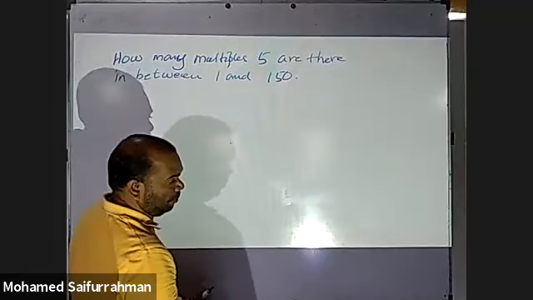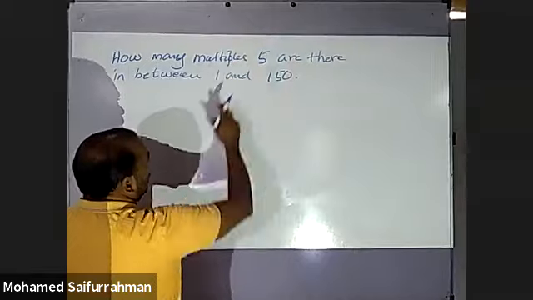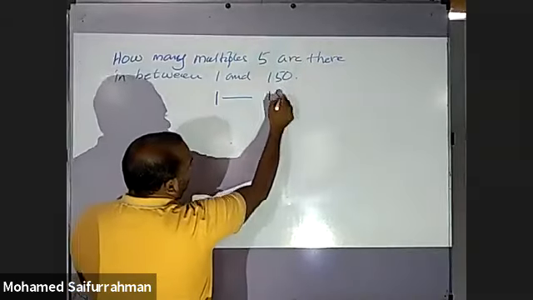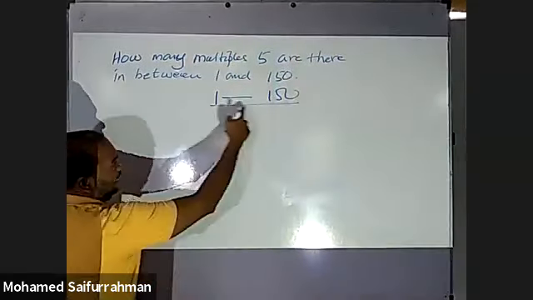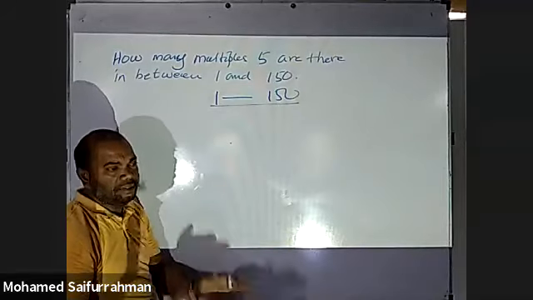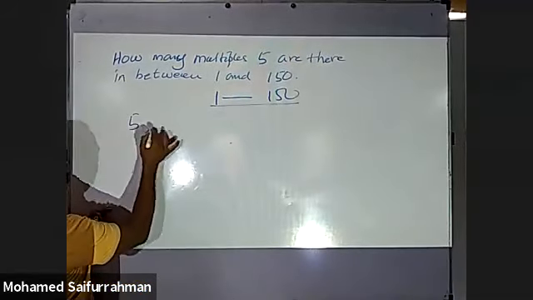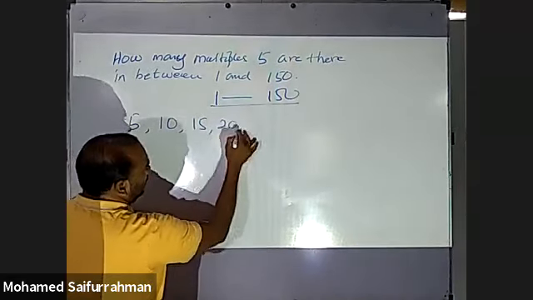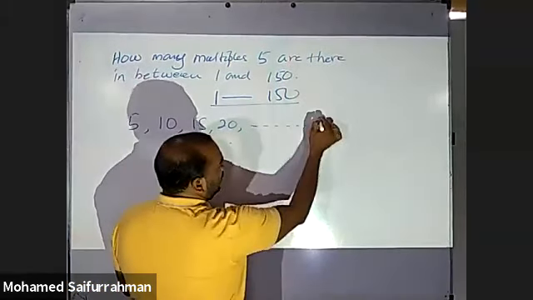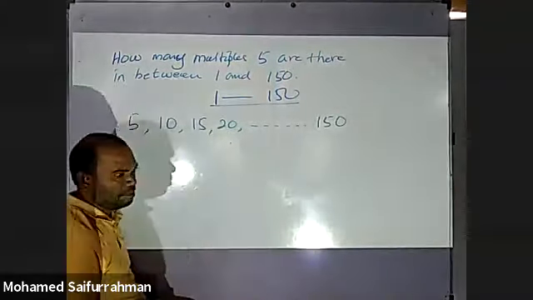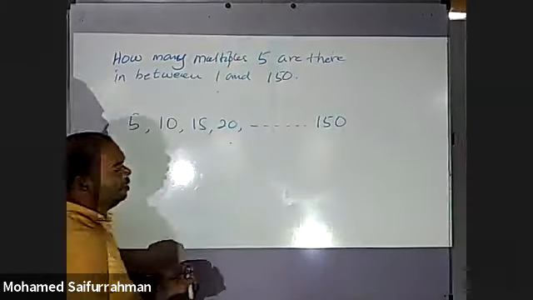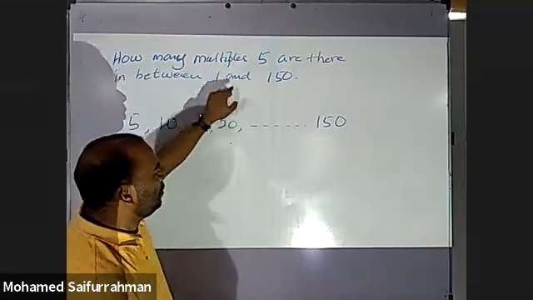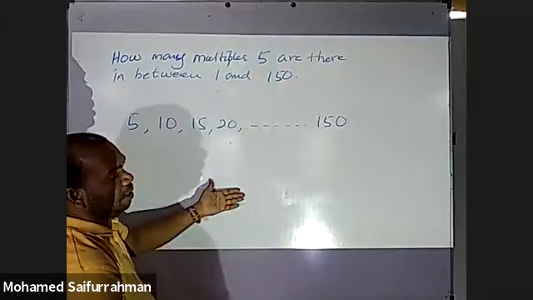Between 1 and 150, when you consider the multiples of 5 within the given range, they start with 5, 10, 15, 20. The last term is 150. Then, if anyone asks you between 1 and 150, we should form the progression.